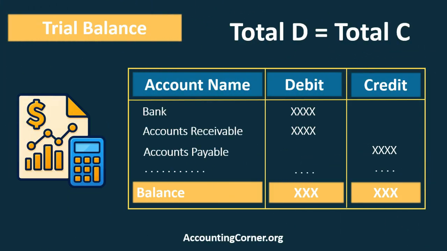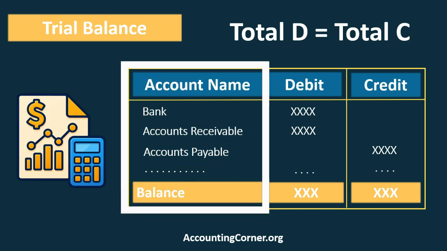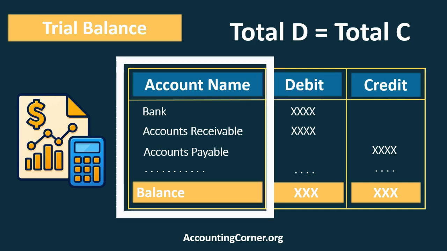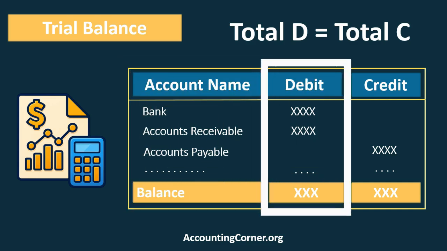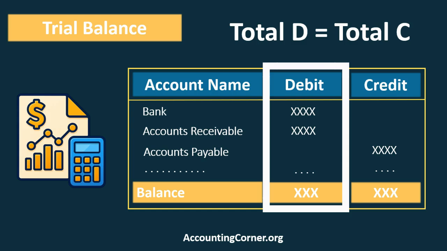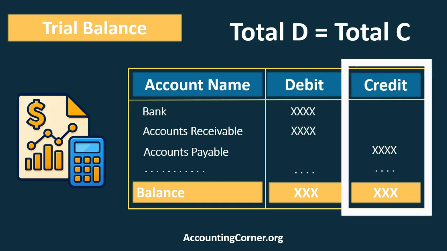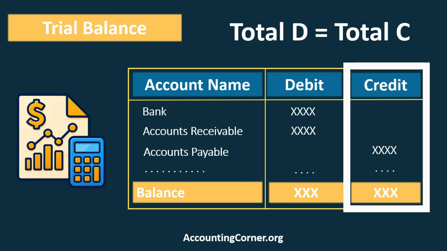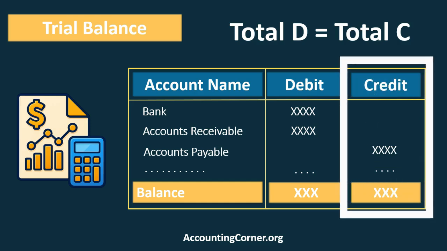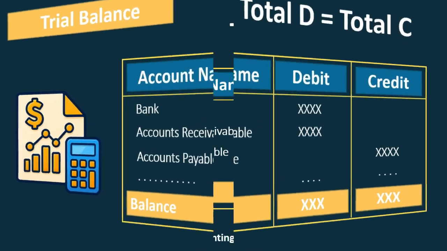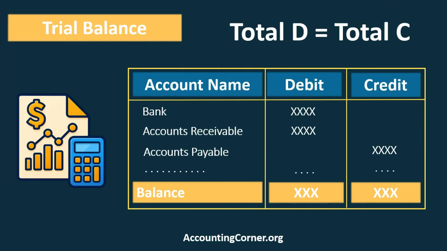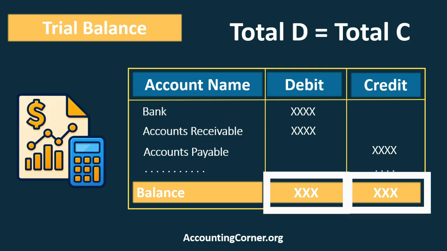Here you can see the trial balance layout. In the first column there is a list of all general ledger accounts. In the second column, there are balances of those accounts from the general ledger which have a debit balance. In the third column, there are balances of those accounts which have a credit balance. When we prepare a trial balance, the most important rule is that the total debits must equal the total credits.